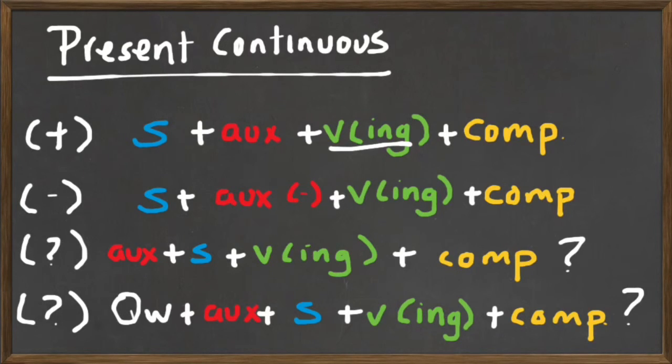If it's a negative, we simply have subject, auxiliary, negative, verb in ing form, and complement. If it's a question, we make an inversion of these two. We exchange them, and we have the result, which is auxiliary, subject, verb plus ing, complement. If it's an information question, we only introduce a question word in the beginning: question word, auxiliary, subject, verb plus ing, complement.